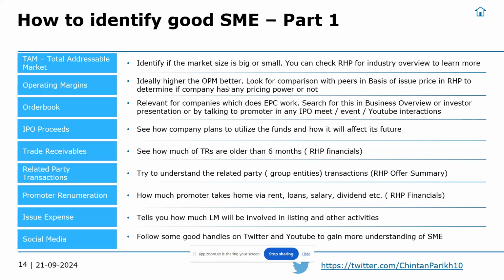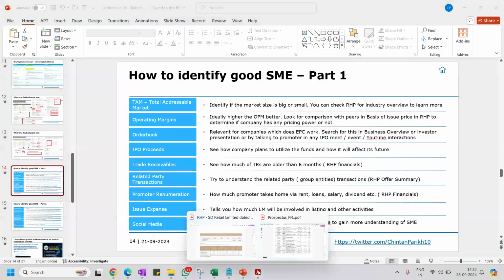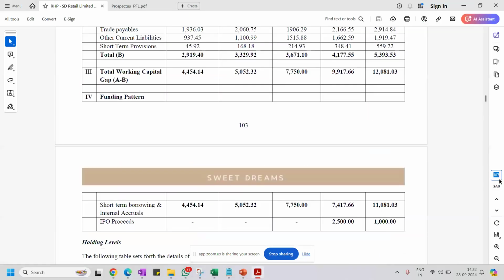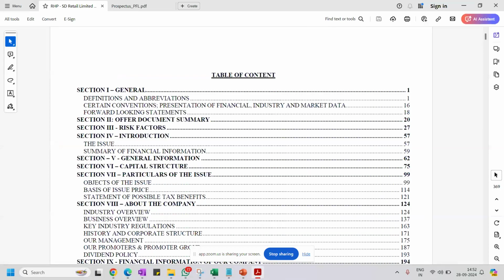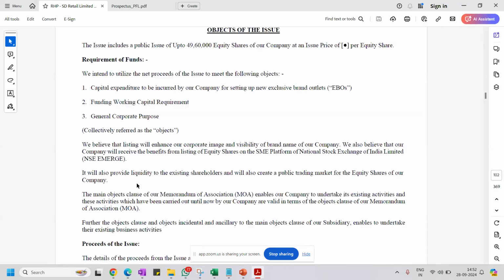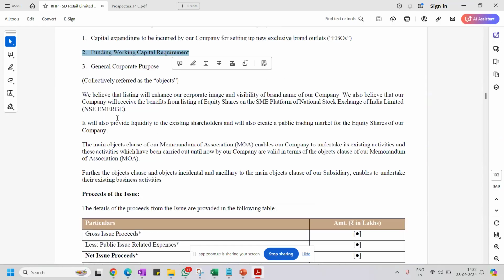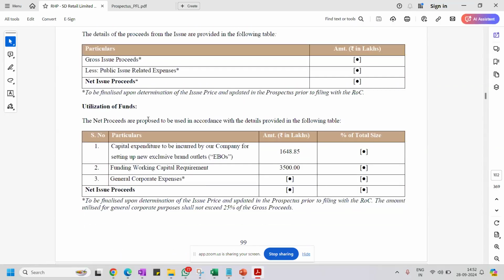Now, where to see IPO proceeds? So we'll go to Sweet Dreams. Here you can see there is something called objects of the issue. This is the IPO proceeds related information you'll find in much more detail. Now for Sweet Dreams, which is in the nightwear segment, we can see that the company plans to utilize certain funds for opening their own brand outlets, some funds for the working capital requirement, and another portion for which they haven't identified the purpose.